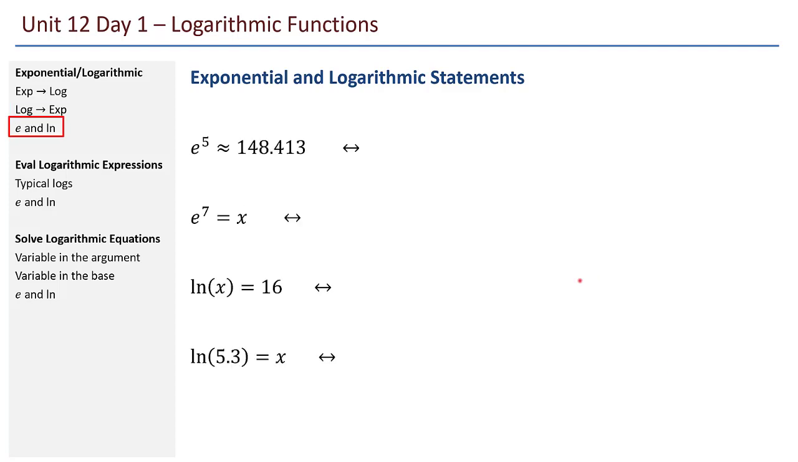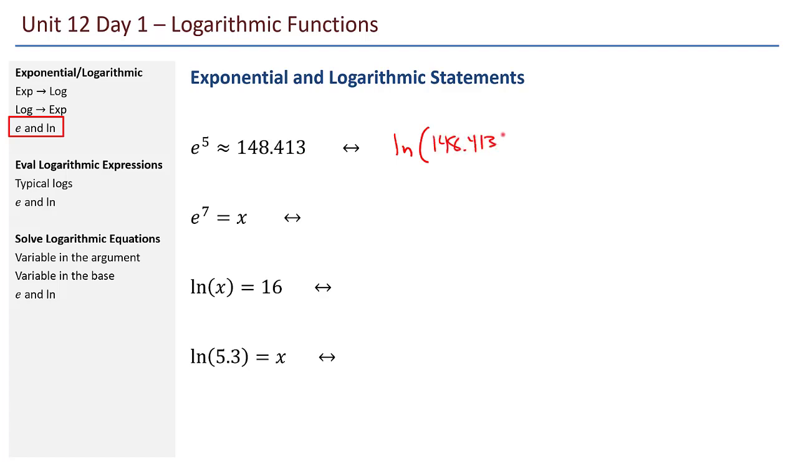Let's do some corresponding statements with e and natural log. So e to the 5 is approximately 148.413. What does that look like as a natural log expression? I need to take the natural log, and now previously 5 was the input, 148.413 was the output, so now those get reversed.